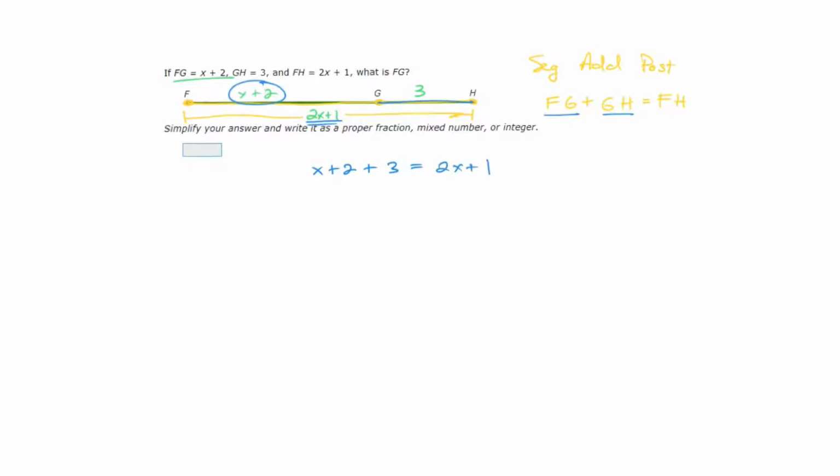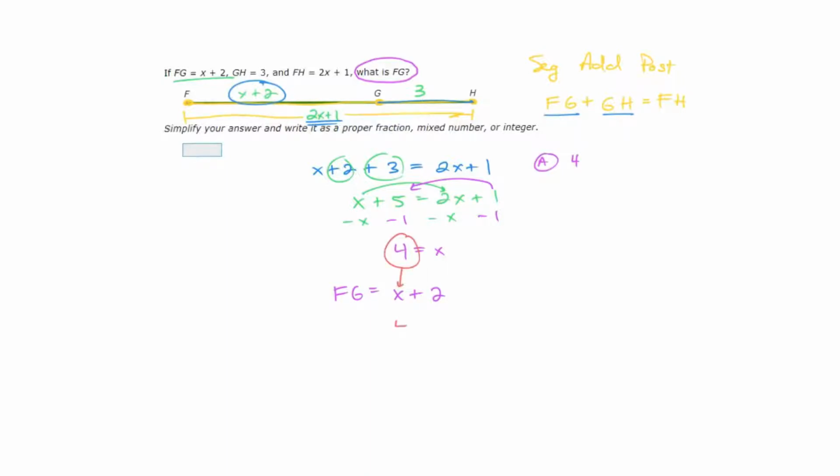plus 1. And just like we talked about in the warm-up, combine like terms: x plus 5 is equal to 2x plus 1. Move letters to one side, move numbers to the other. 4 is equal to x. Usually they'll show you answer choice A will be 4. But we always have to focus on what the question is asking. They're asking for FG, and if FG is x plus 2, I can take this value for x and plug it in: 4 plus 2, FG is equal to 6.